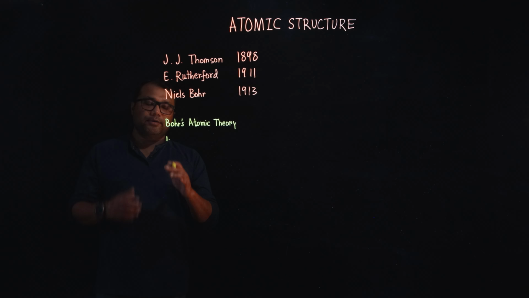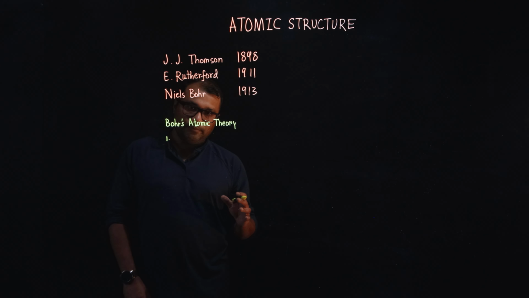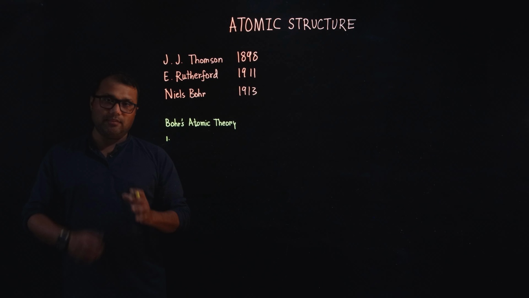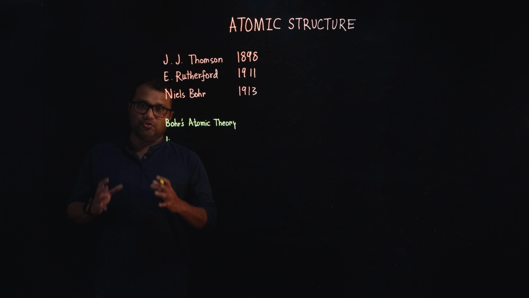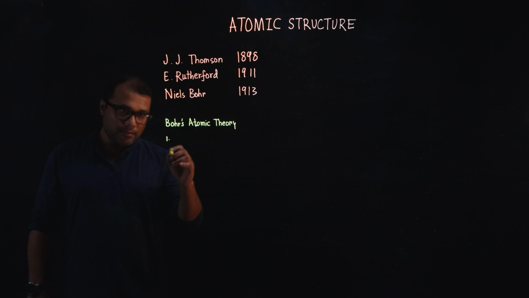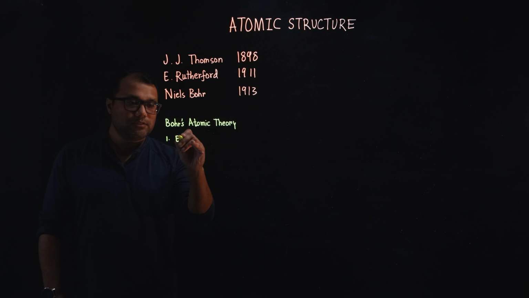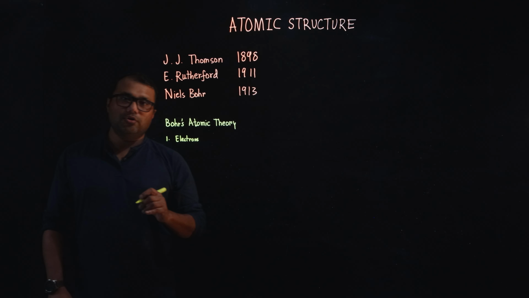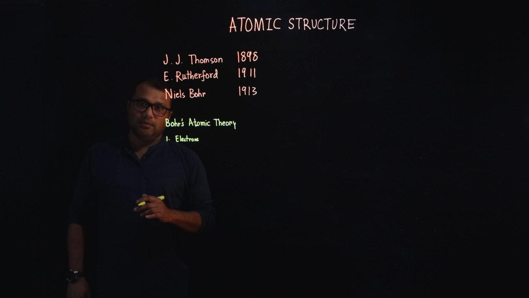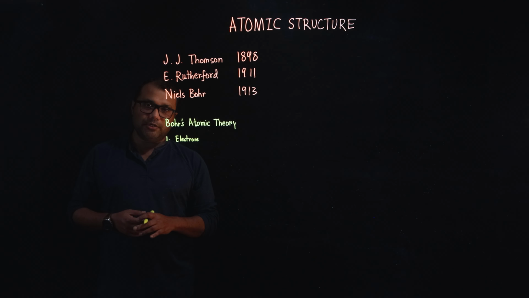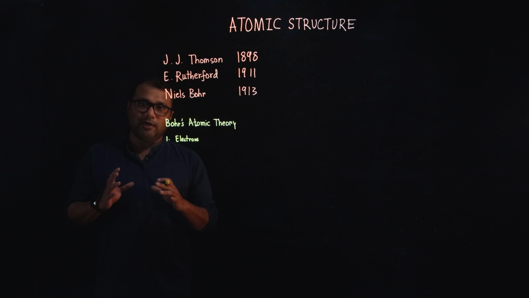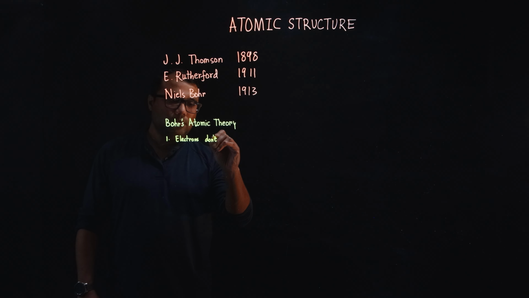So Bohr extended Rutherford's model of the atom, and he maintained that the nucleus is where most of the atom's core mass is. But he said electrons don't move in any random orbits. So he postulated that electrons don't move in any random orbits, but they are confined to some stationary orbits, or we can say some allowed orbits.